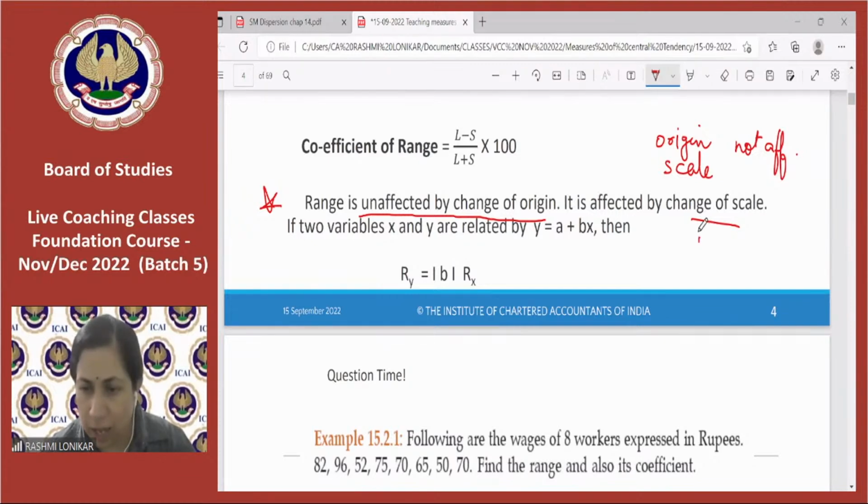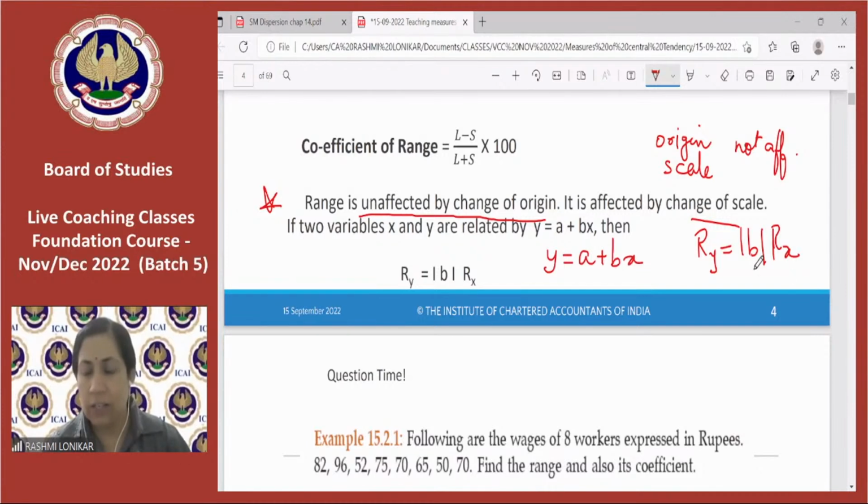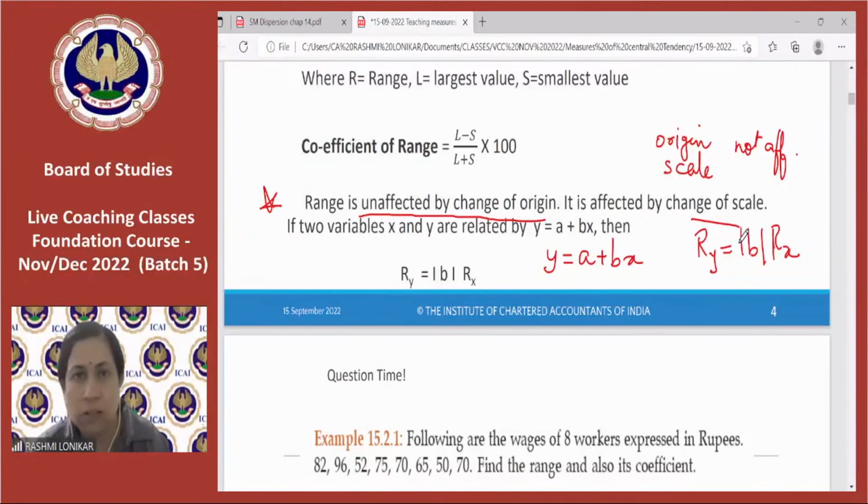It says that Ry, that is the range of the new variable, will be equal to b into Rx. Now what is this b? We say y is equal to a plus bx, and then we take the mod of b into Rx. So Ry will be mod of b into Rx. Why we have taken mod is we are not considering the sign, we just want to see the magnitude. We'll be doing sums on it, so there you will be able to understand.